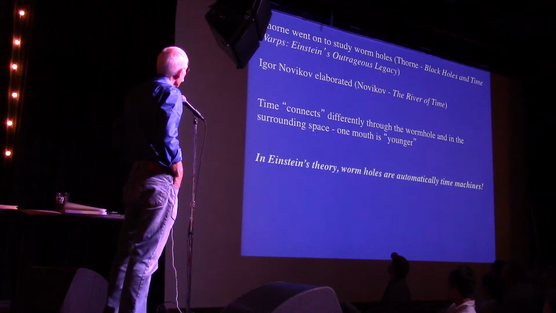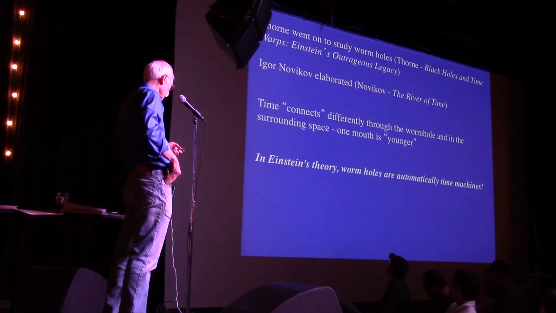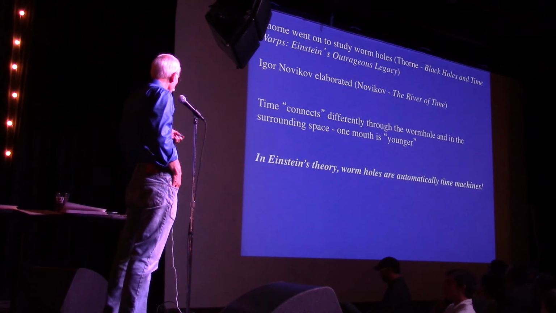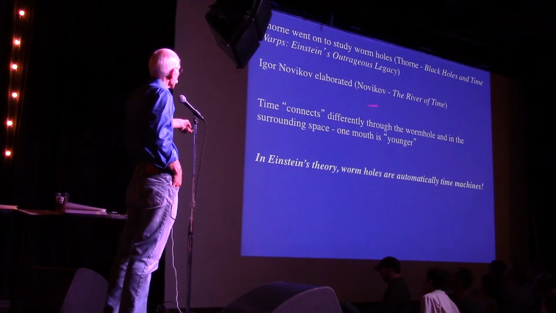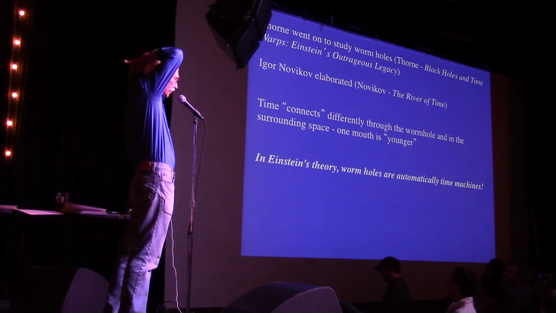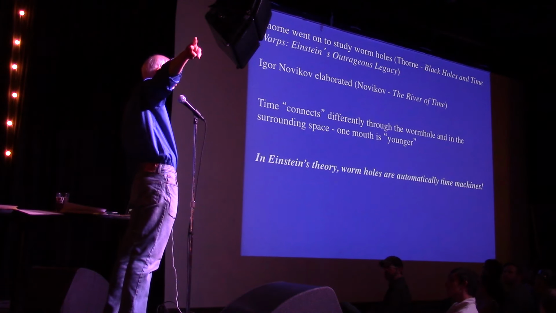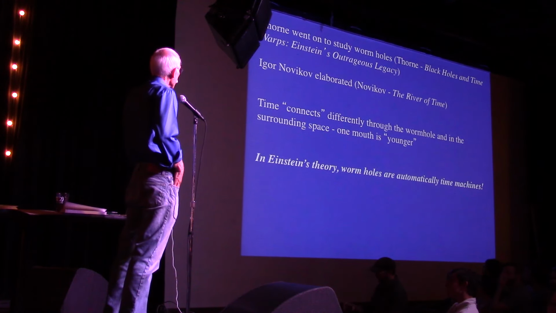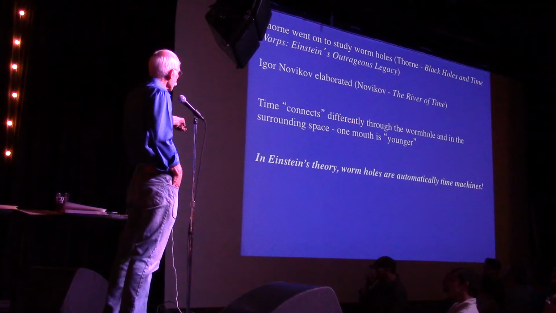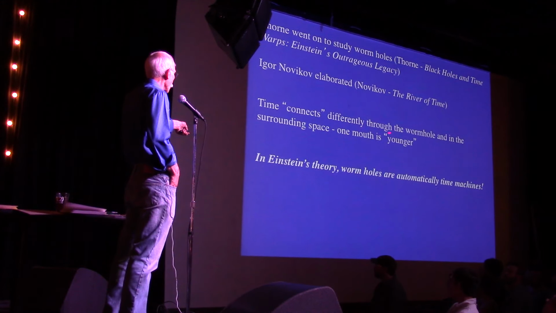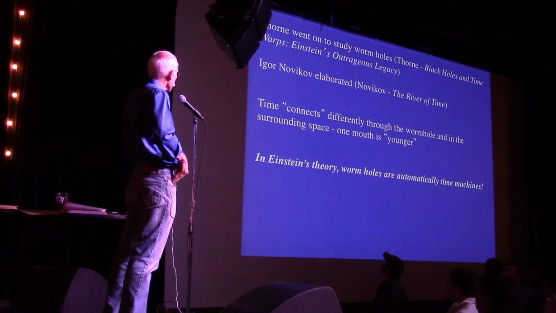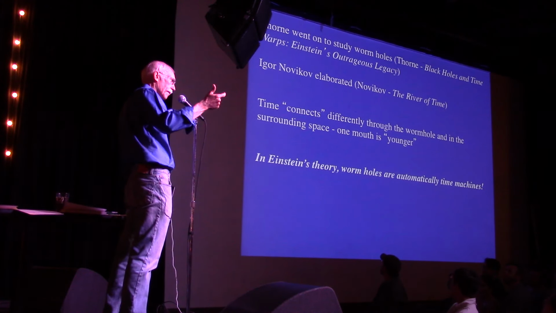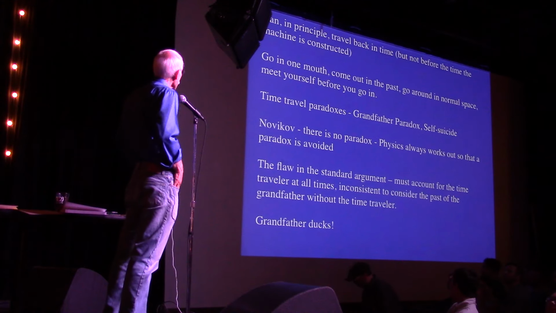Now, interestingly enough, Thorne went on, once he had this idea, to think more about wormholes, and then his Russian colleague, Igor Novikov, also elaborated on it. I've got the Interstellar book here, but I've also got the popular books by Thorne and Novikov. You want to browse through them here at the front table. And it turns out that time, as well as space, connects differently through the wormhole. In Einstein's theory, the way Thorne worked it out and Novikov elaborated it, wormholes are automatically time machines. Very bizarre new aspect of it.